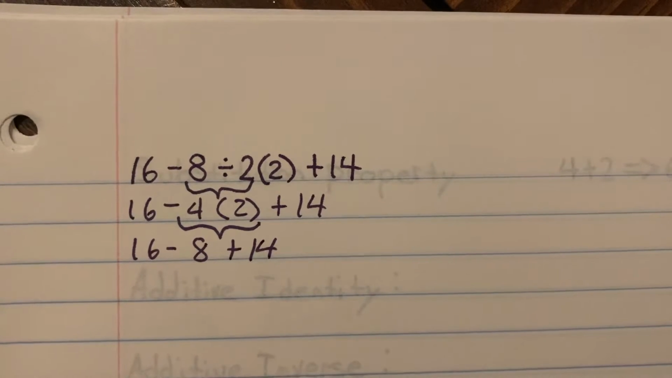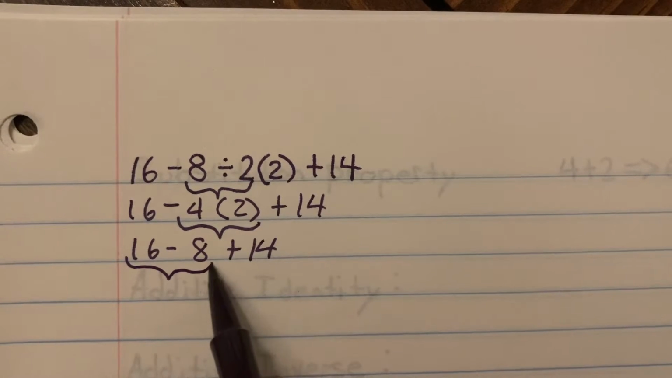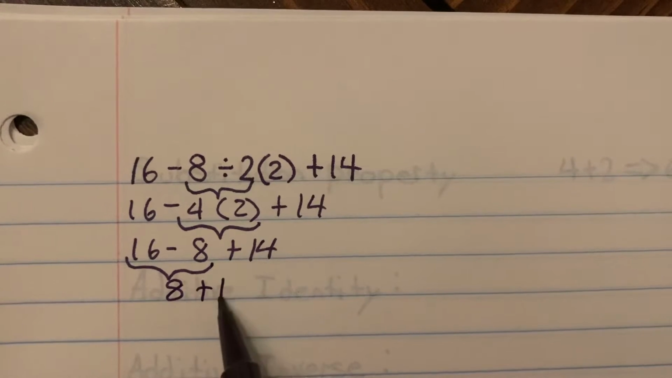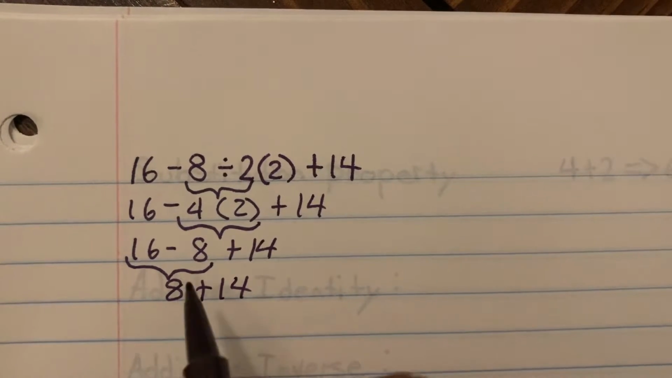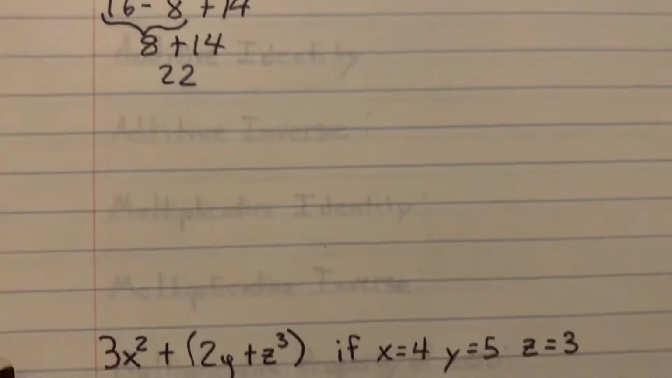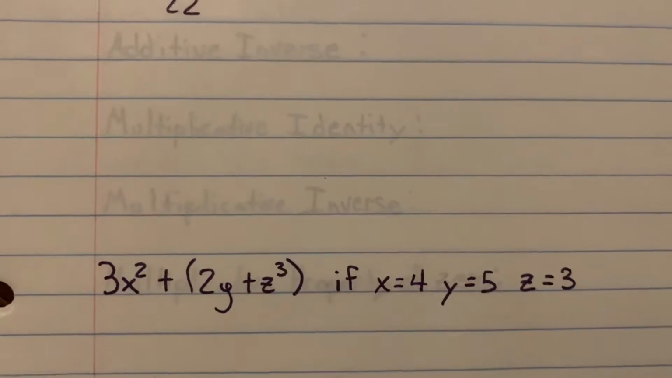Now we do adding, subtracting from left to right. So we're going to be doing this. And we're going to be left with 8 plus 14. Then we're going to be left with 22. And we're done. Order of operations. Okay. Here is another example of order of operations.